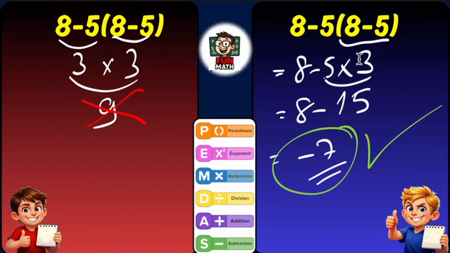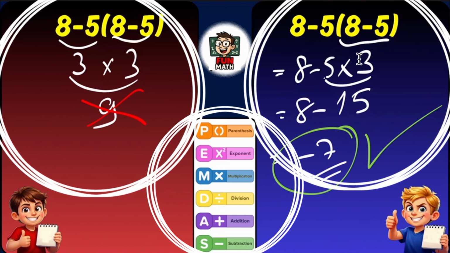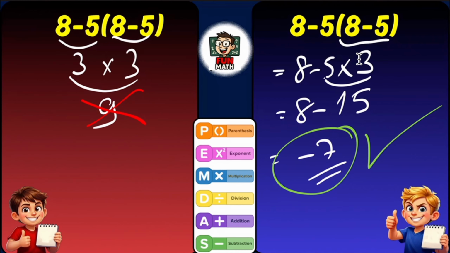Let's wrap up. Today we learned the wrong answer and the correct answer and the rule behind it. I hope it makes sense now.